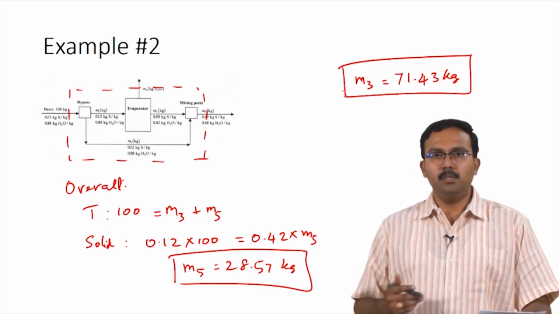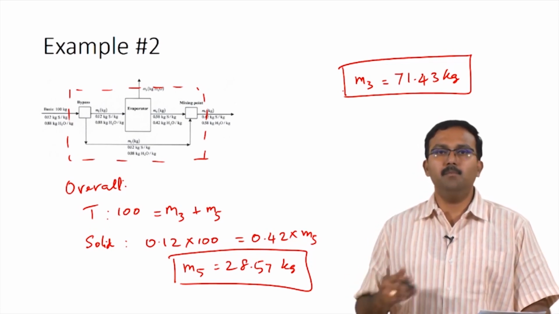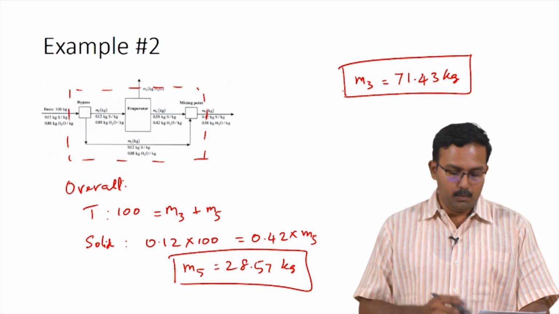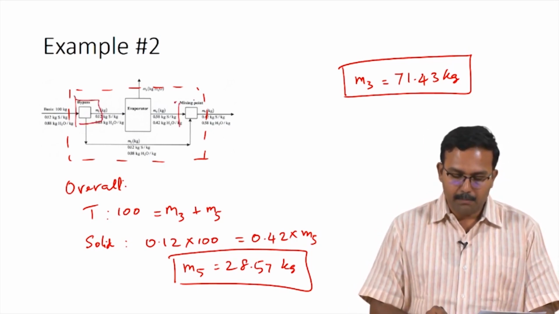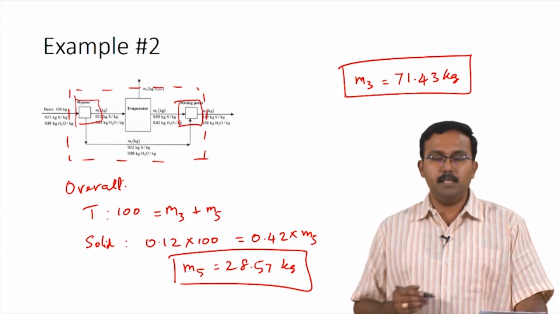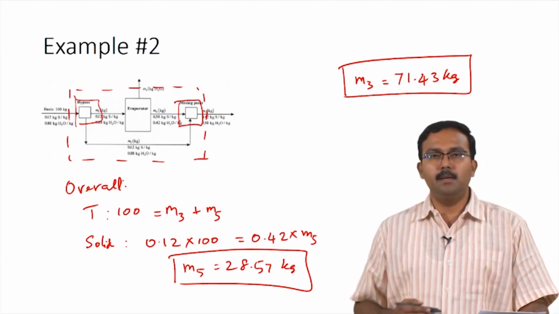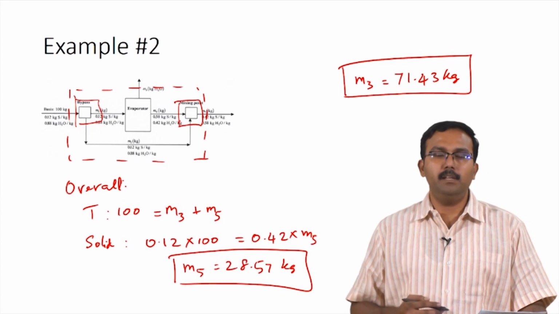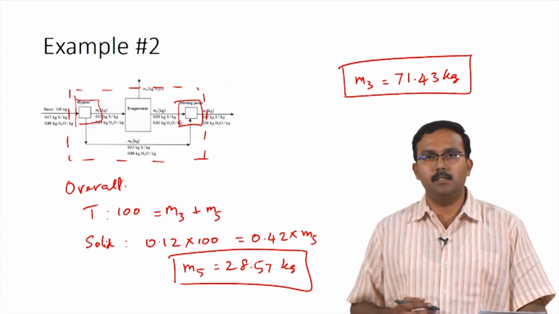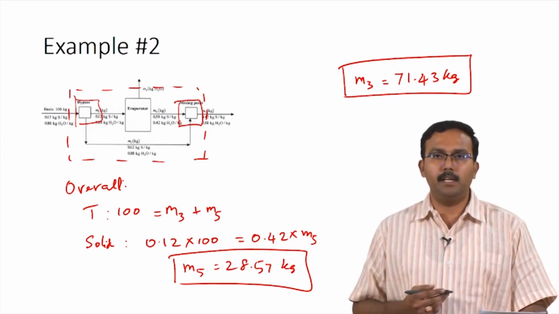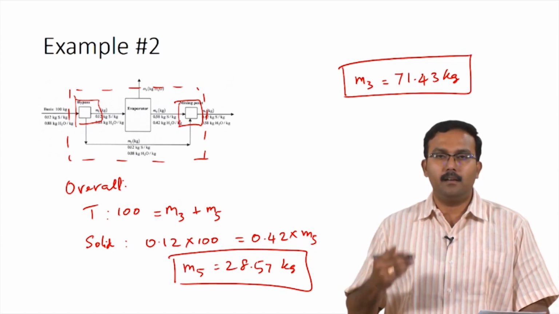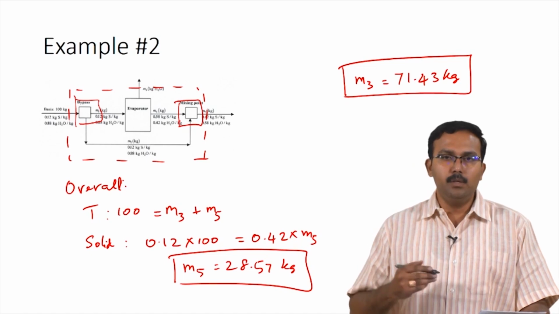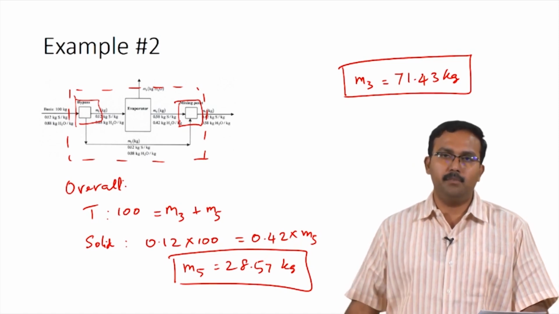So, we have two systems where the bypass stream will cross the system boundary. One would be the splitter, which is the bypass stream, and the other would be the mixing point. Amongst these two, I have chosen to use the mixing point because that would give me more independent equations. A splitter gives me only one independent equation. So, to avoid any chance of higher degrees of freedom, I will use the mixing point as the system of study.